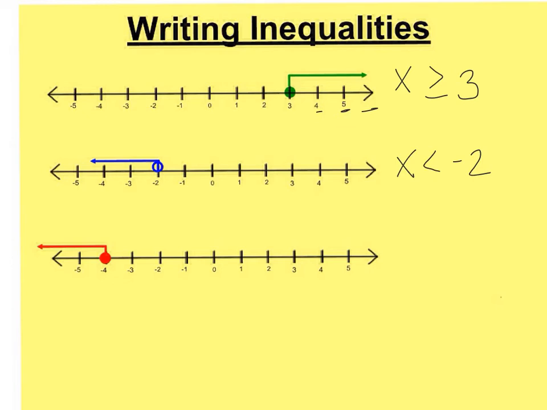Let's look at the third graph. We have a filled in circle on negative 4. So that means we have to use the or equal to part in our symbol. Are these numbers that the arrow is pointing towards greater than negative 4 or smaller? Smaller, right? Again, we're moving away from anything positive. So x is less than or equal to negative 4. And again, it's or equal to because of that circle being filled in.